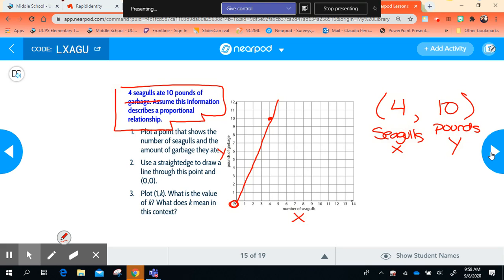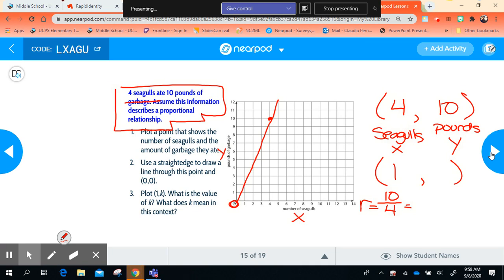What is the value of K? What does K mean in this context? Now again, remember it's not a perfect line. So I would probably still do 10 divided by 4 to make sure because my line is not perfect. But it's asking for K, which is our unit rate. So if I'm going to find my unit rate, I would still do 10 divided by 4. Can someone tell me what that gives me?